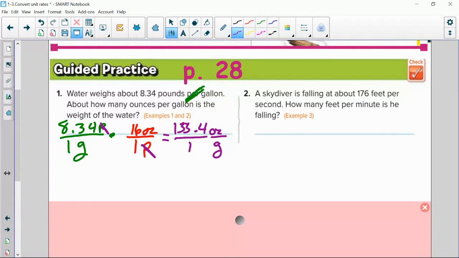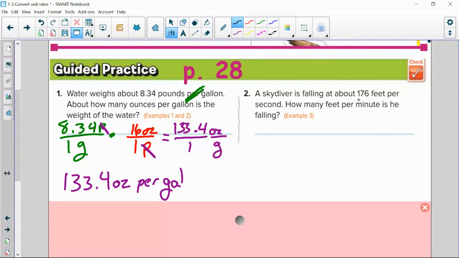Okay, and that keeps a 1. So as a sentence form, it is 133.4 ounces per gallon. Okay. All right, feel confident. Try number 2 on your own and come back and check your answer.